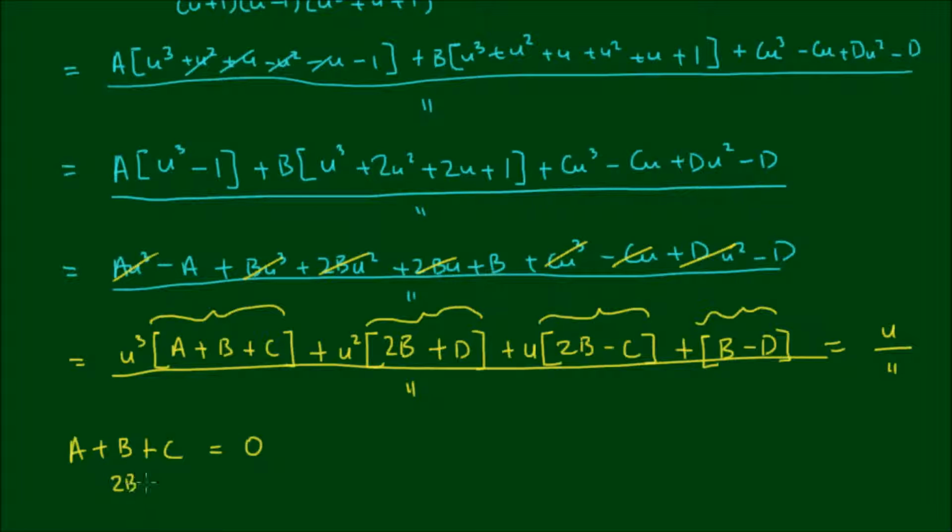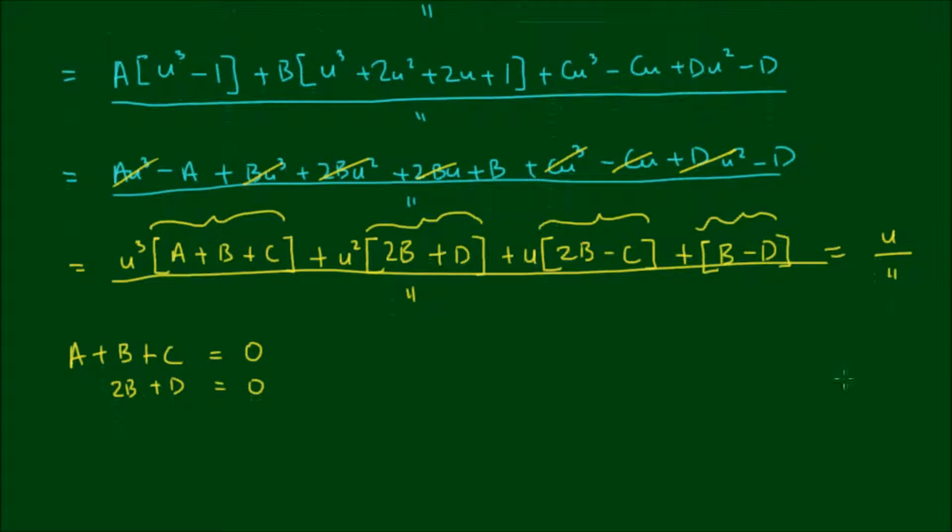We have 2b plus d is equal to 0. We have 2b minus c is equal to 0. And we have b minus d is equal to 0. My apologies, 2b minus c is equal to 1. And my apologies again, there should be a minus a here. So b minus d minus a is equal to 0. And the next step is to solve these equations simultaneously to get a, b, c and d.